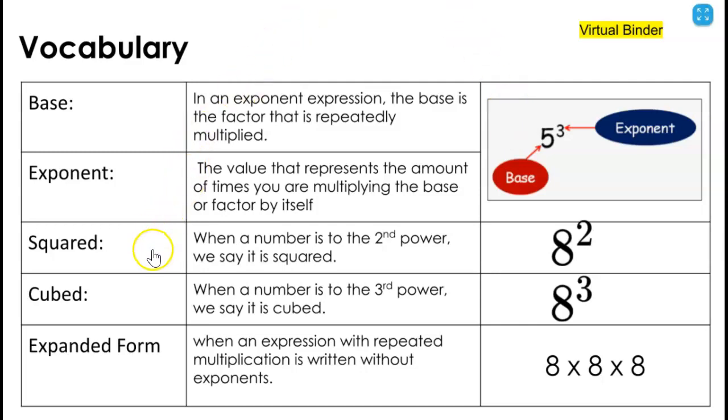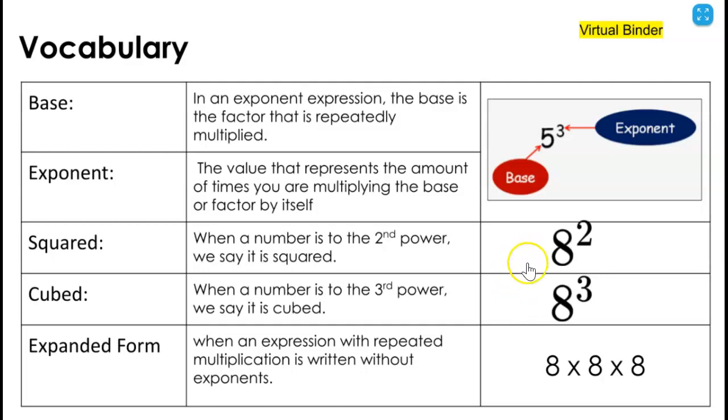Now we have the vocabulary word squared. When a number is to the second power, we say it is squared. So we have an example of 8 to the second power. Some people might also say that this is 8 squared, and that is what we're talking about when we look at that vocabulary word squared. Cubed. When a number is to the third power, we say it is cubed. So 8 cubed, or 8 to the third power.